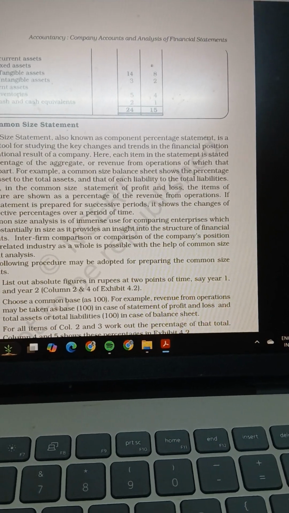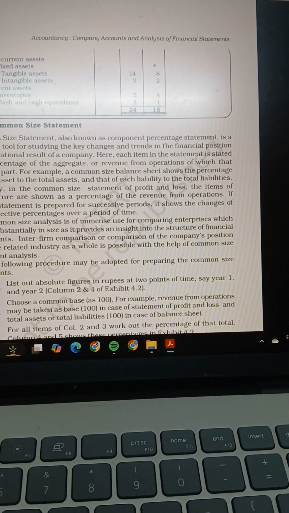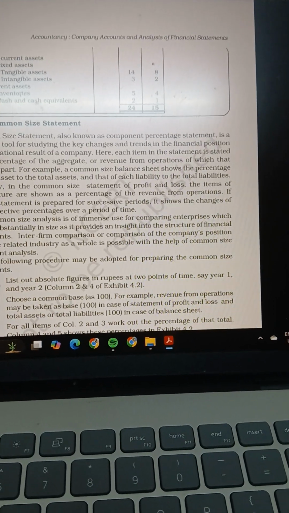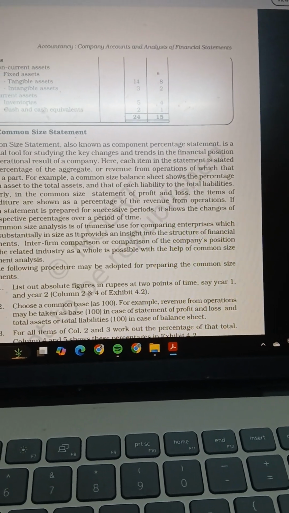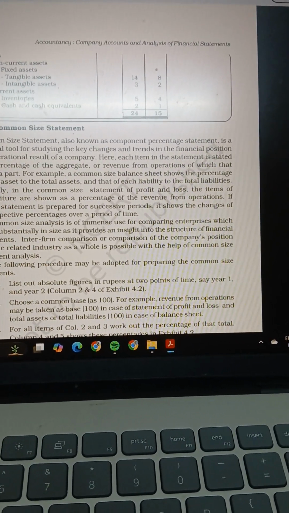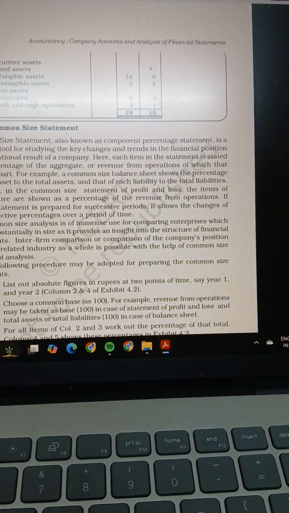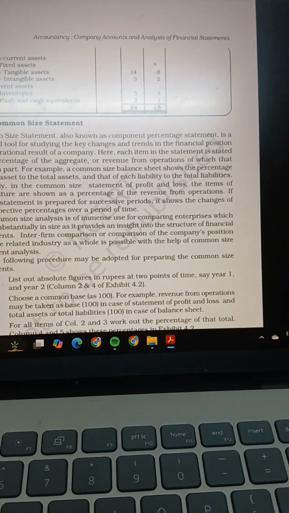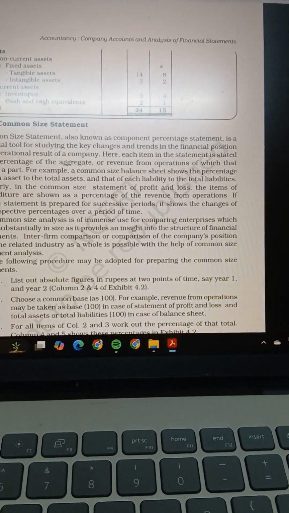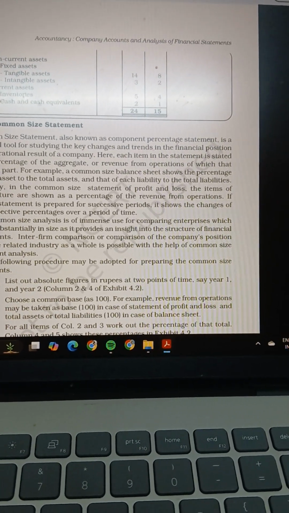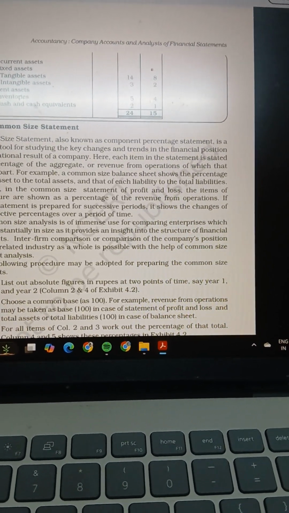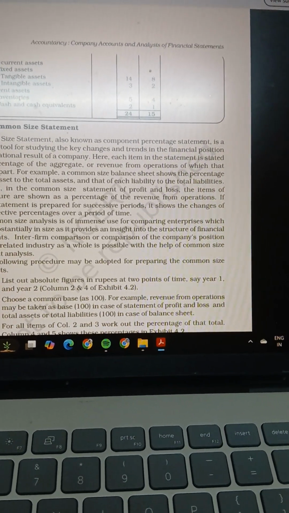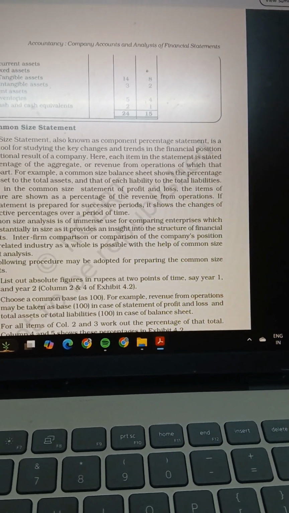For example, a common size balance sheet shows the percentage of each asset to total assets and of each liability to total liabilities. Similarly, in a common size statement of profit and loss, the items of expenditure are shown as a percentage of the revenue from operations. That means revenue from operations is treated as the base year. It should be treated as 100%.